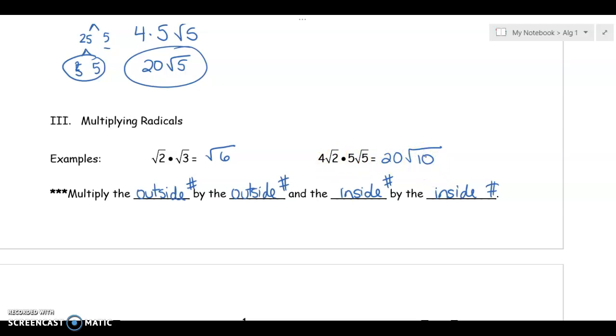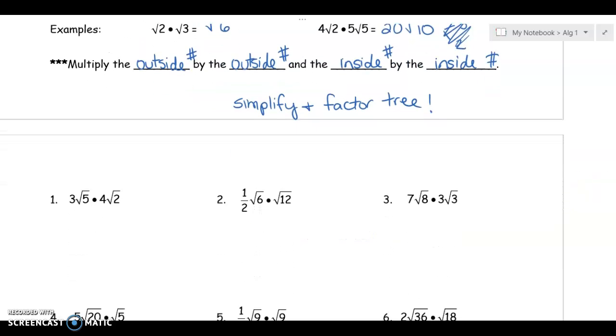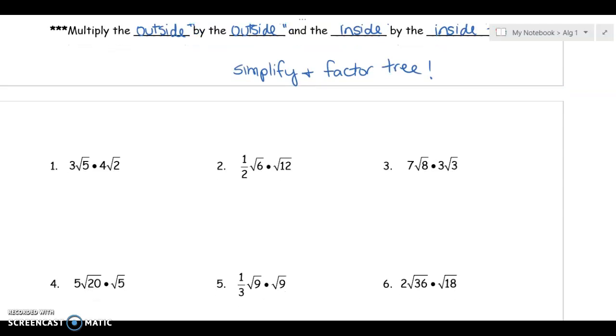All right. The only thing you'll have to be aware of is after you multiply, you may have to simplify and do a factor tree. Not always, like 10 doesn't break down to any pairs, so it's already simplified, but you might have to simplify and do a factor tree for these once you multiply, because you're creating bigger numbers and then those can maybe be simplified. So I'll show you what I mean by these problems down here.